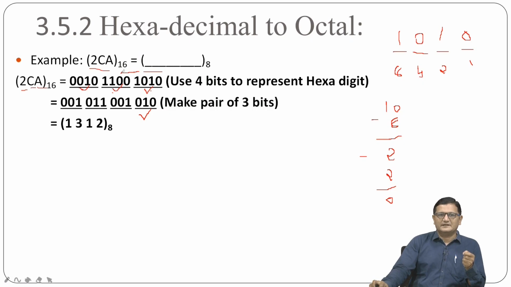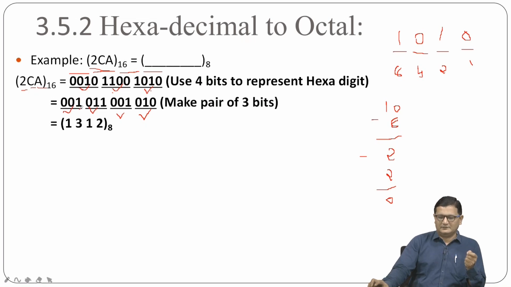So, this 3 bits 001, this 001 we have written here. Then this 011, that 011 we have written here, and finally, what remains? It is 001, right. So, that 001 I have written here.